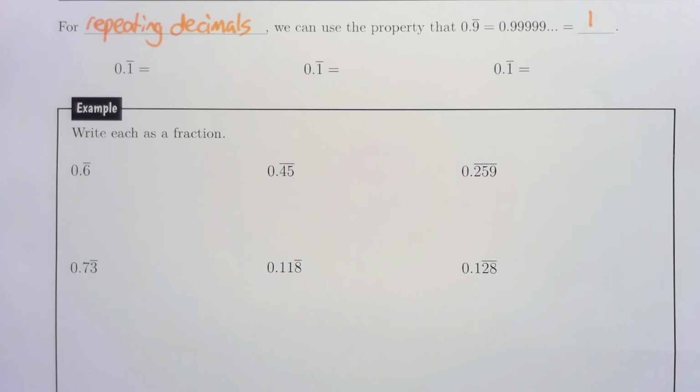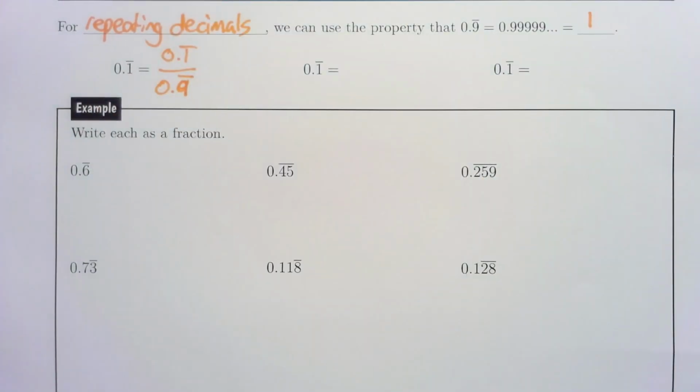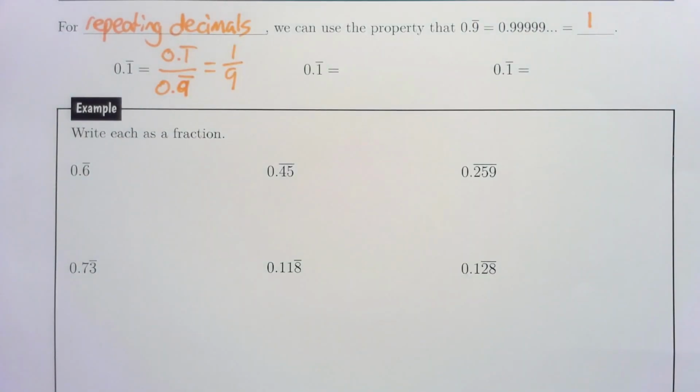So 0.1 repeating is the same as 0.1 repeating over 1. Though instead of writing 1, we're going to write 0.9 repeating. Both this numerator and denominator can be divided by 0.1 repeating, which leaves us with 1/9.